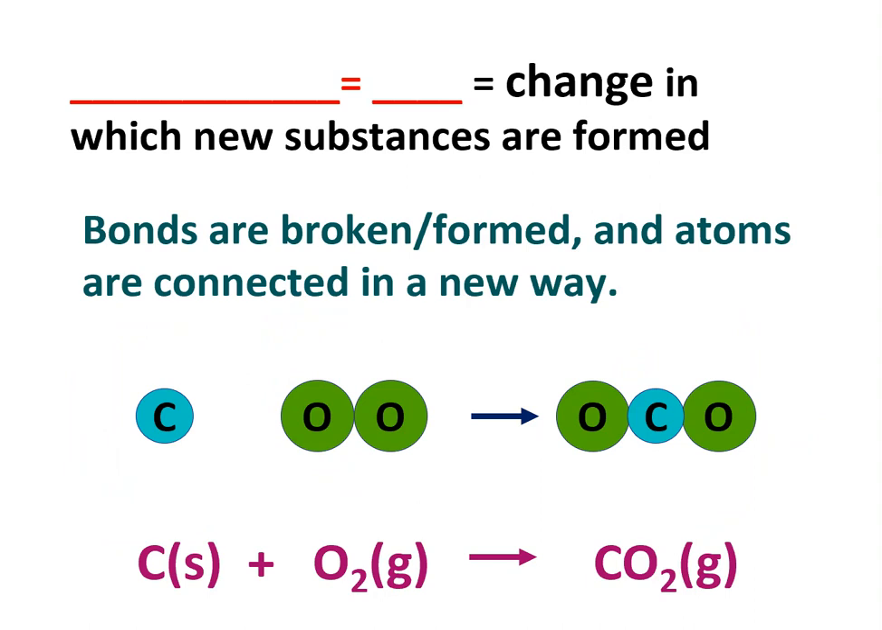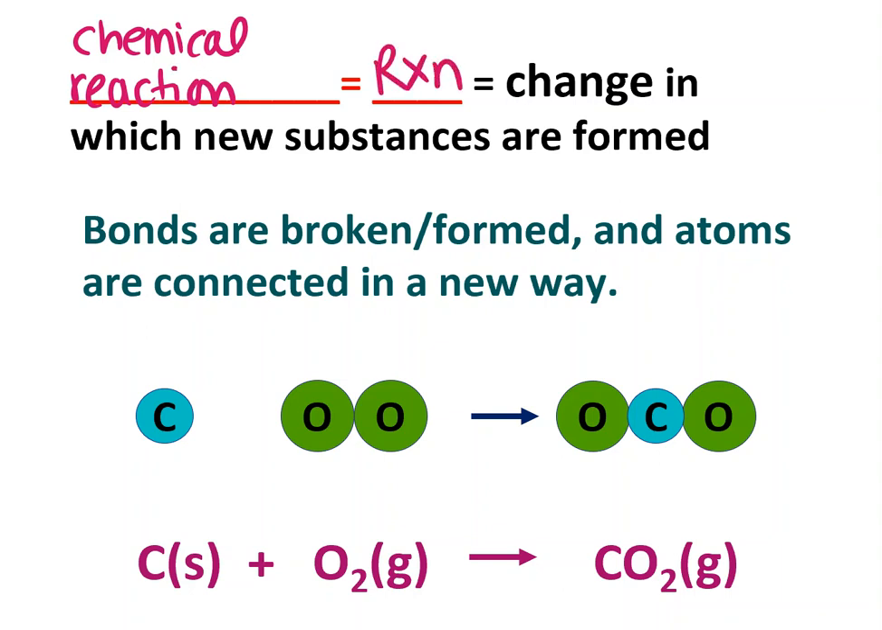So this is a chemical reaction. And we often abbreviate that RXN. It means you have a change in which new substances are being formed, and to make that occur, you have bonds that are being broken and new bonds that are being formed. And we show that with a chemical equation. We show what's happening.